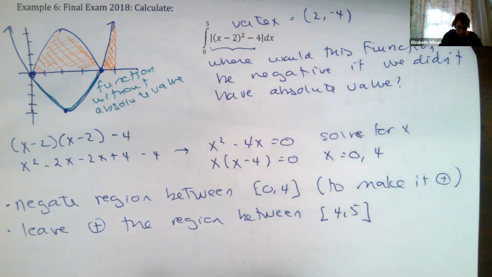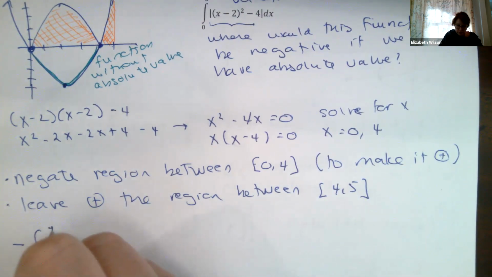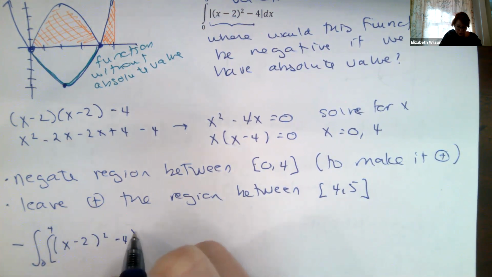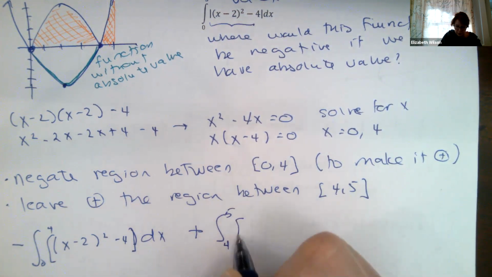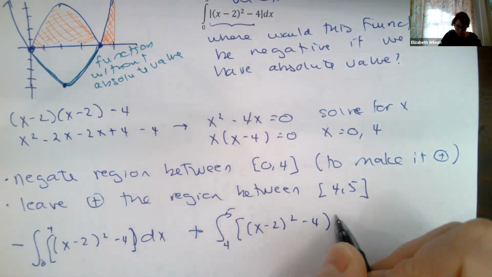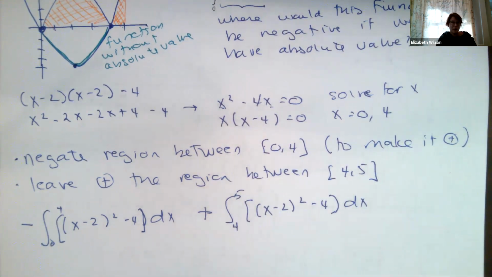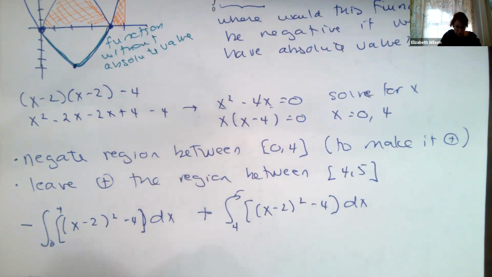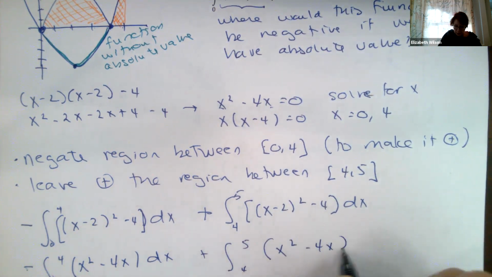So let's go ahead and do that. So what I say is negative. I'm going to integrate from 0 to 4 of this function here. So I'm going to go like this: x minus 2 squared minus 4 dx. Plus, I'm going to add in the rest of it, 4 to 5, x minus 2 squared minus 4 dx. Now we already FOILed this out, so we know what this is going to look like. It's going to look like that. And I need that because I'm going to integrate it, right? I'm going to do the power rule. So let's go ahead and write that out. So it's going to be 0 to 4, x squared minus 4x dx plus 4 to 5, x squared minus 4x dx.